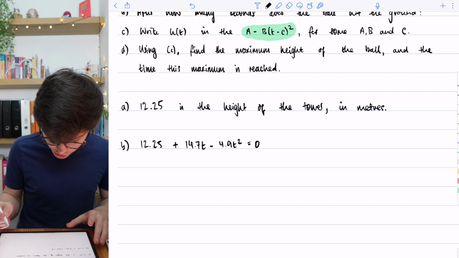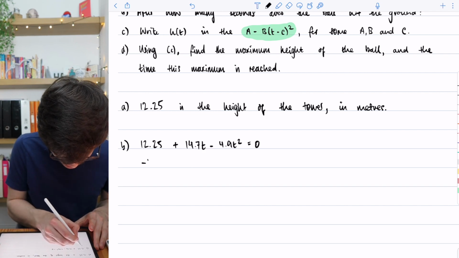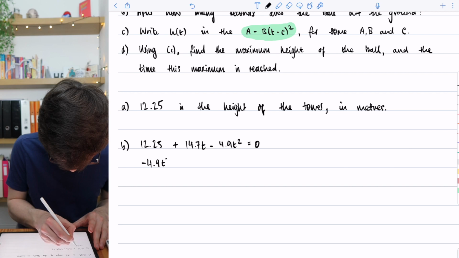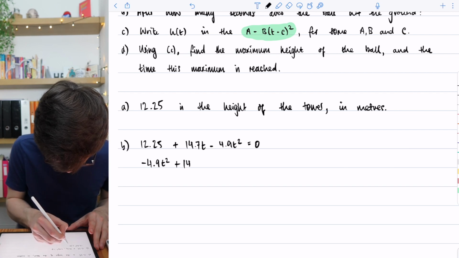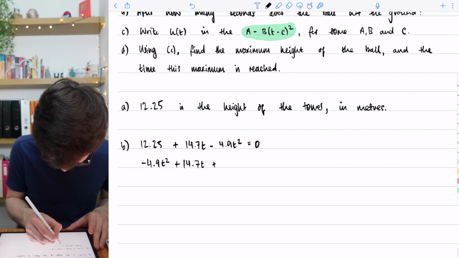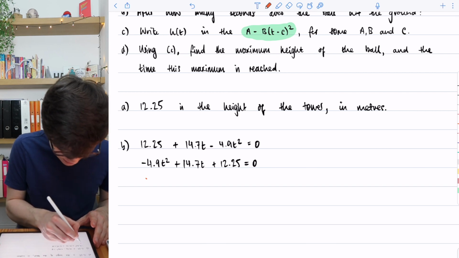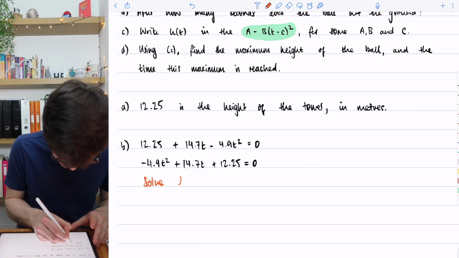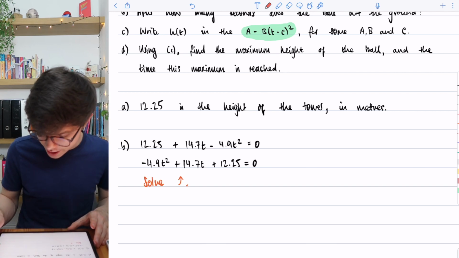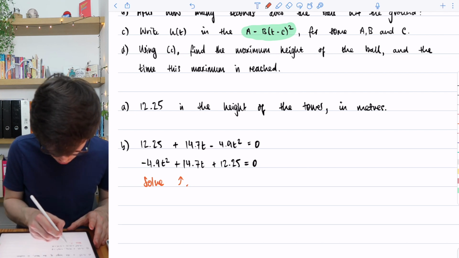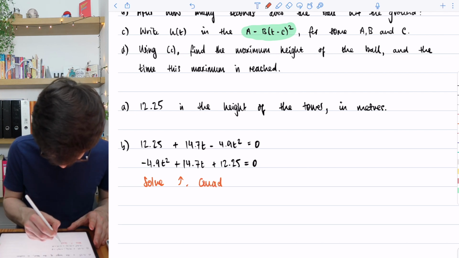And to do that, I'm actually going to write it the other way around. So I'm going to put my t squared first, and then my t term, and then 12.25 my constant. Okay, and now all I need to do is I just need to solve that above equation. Okay, and to do that, I'm going to use the quadratic formula.